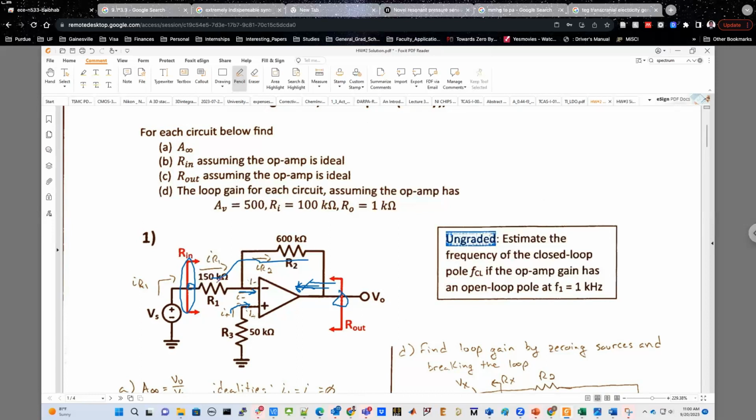Correct? And you can just write down the formula for parallel resistances, right? So what's the formula for parallel resistance?